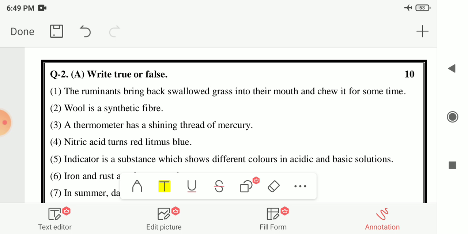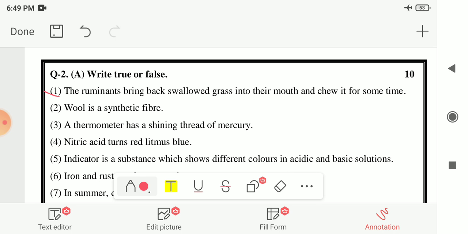That first one is, the ruminants bring back swallowed grass into their mouth and chew it for some time. So here your answer is true. This kind of animals are known as the ruminants. Next, second number, wool is a synthetic fiber.